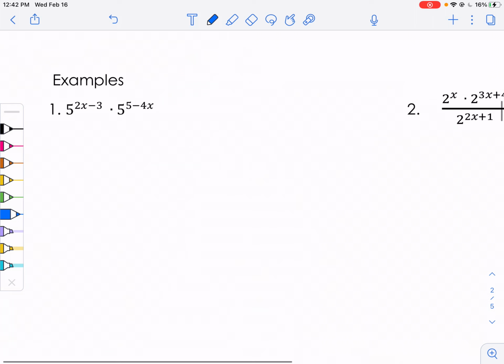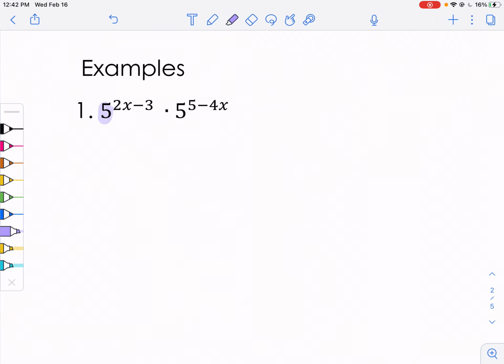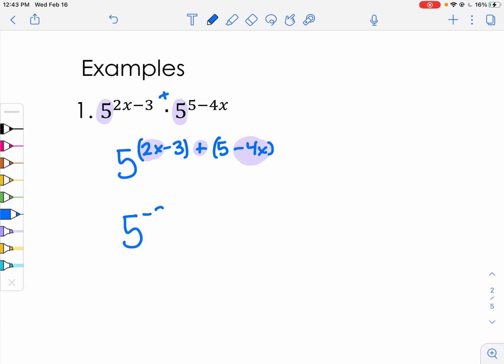So for example, on this first one, I see that my bases are the same here. So I know that I'm going to add the exponents. So 5 stays as my base. And then I'm going to add 2x minus 3 plus 5 minus 4x. So I'm adding these two exponents together, which is going to give me, I have 2x plus negative 4x would be negative 2x. And then we have negative 3 plus 5 would give me positive 2.